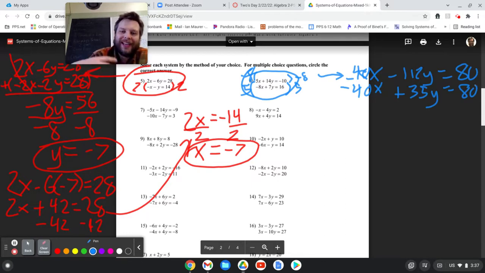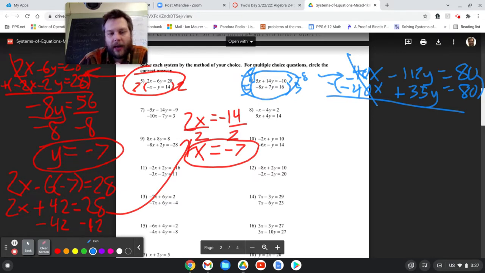When your two equations have an identical piece, like right here, negative 40x is identical to negative 40x. It's not like the red example. The red example had opposites, positive 2, negative 2. The blue example has the same, identical. So I subtract. Negative 40 minus negative 40 makes 0. It's eliminated, just like in the red example, positive 2 plus negative 2. Now I have to figure negative 112 minus 35. That makes negative 147y. That's a crazy number.